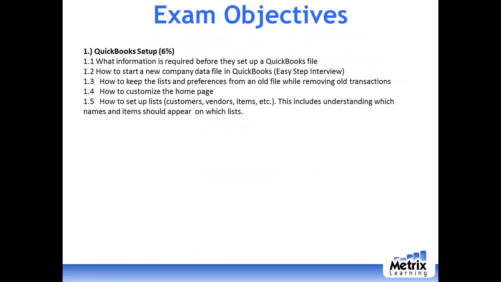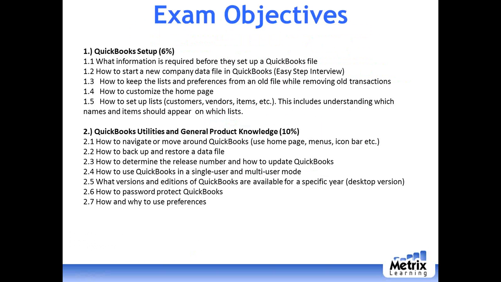So topic number 1 that is on the certification exam is QuickBooks Setup. This is about 6% of the questions that are asked. You will need to know what information is required before you set up a QuickBooks file, how to start a new company data file in QuickBooks through the Easy Step interview, how to keep the lists and preferences from an old file while removing transactions, how to customize the home page, and how to set up lists. So this includes customers, vendors, items, and so on. This includes understanding which names and items should appear on which list.